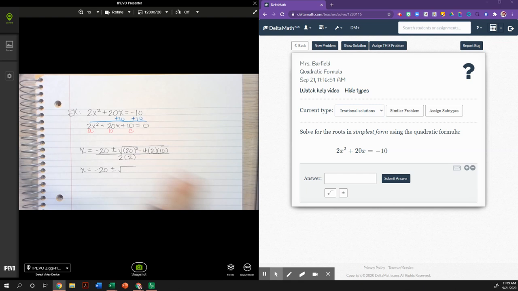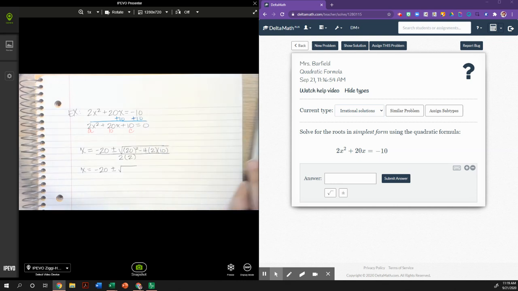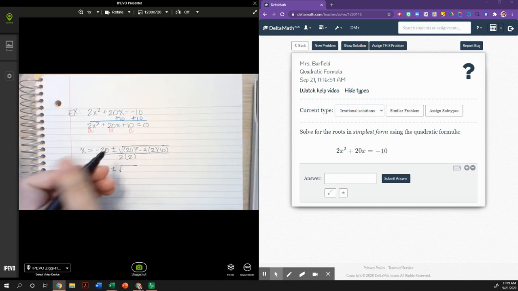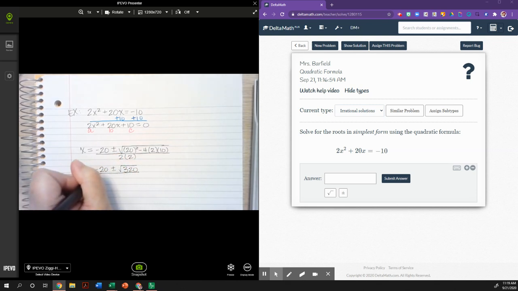Okay, I'm going to use my calculator. I'm going to type in what's under the square root only: 20 squared minus 4 times 2 times 10. I've only typed in what's underneath the square root symbol, and I get 320. All right, so x equals -20 plus or minus the square root of 320, all over 4.